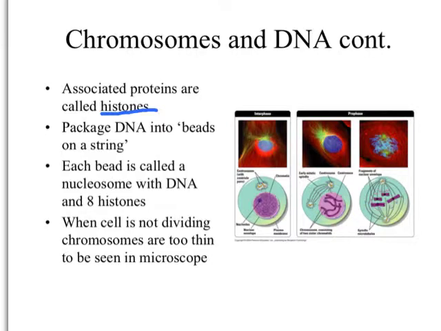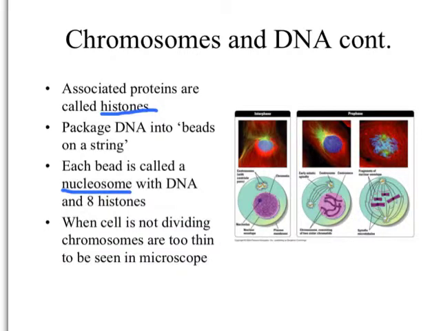These histones are going to help package DNA into what look like beads on a string, and each bead is called a nucleosome. Each winding of a bead is basically a strand of DNA with 8 histones attached to it, and they keep winding themselves up into these nucleosomes. These nucleosomes get beaded up on what looks like a string. We call that a chromosome.